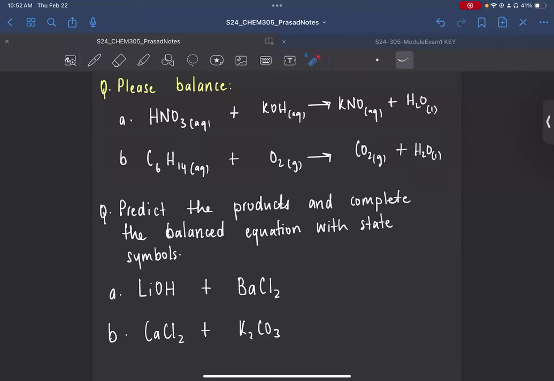Three more minutes. If the balancing is throwing you off, go ahead and skip it and attempt to predict the products.